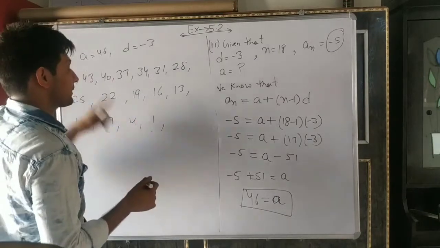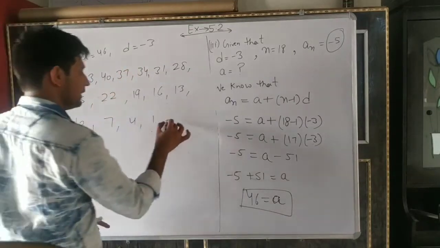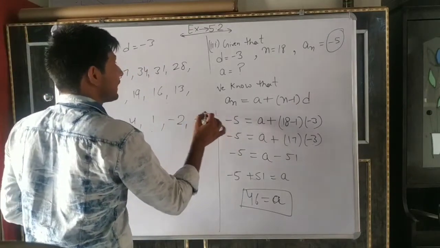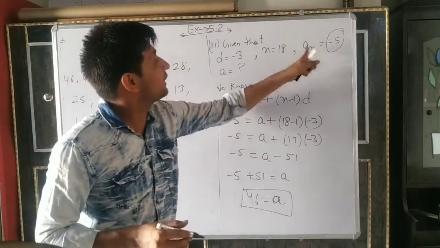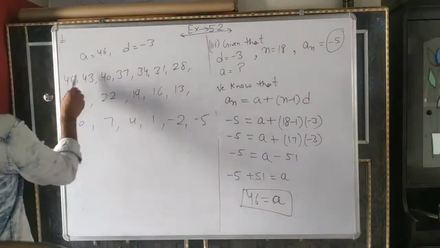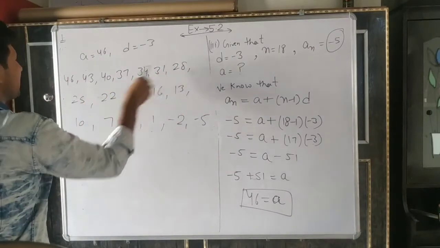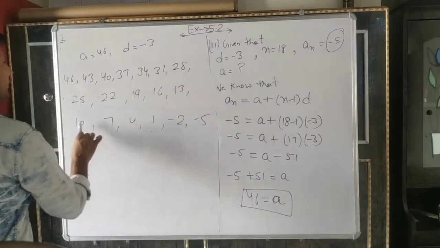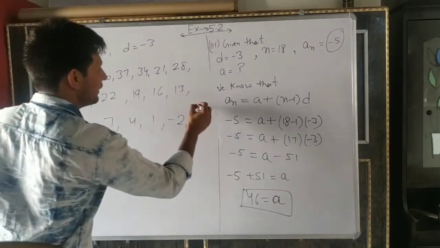After 1, subtract 3. How much? Minus 2, minus 5. And minus 5 is the nth term. N is how much? 18. A18 is minus 5. 1, 2, 3, 4, 5, 6, 7, 8, 9, 10, 11, 12, 13, 14, 15, 16, 17, 18.